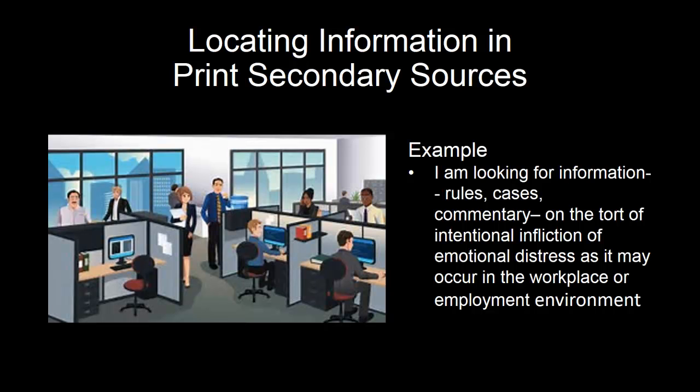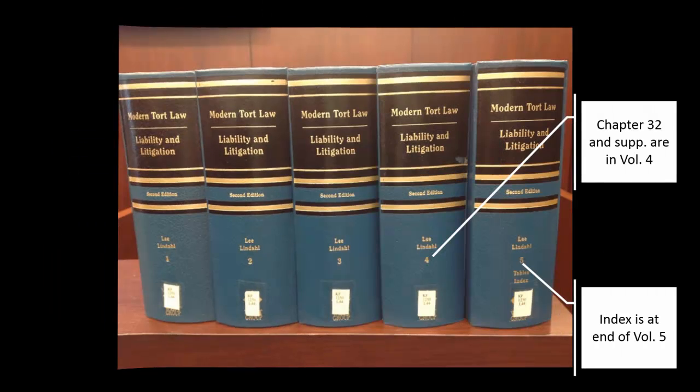So let's take a look at a very basic example to see how this works. I'm looking for information, rules, cases, commentary on the tort of intentional infliction of emotional distress as it may occur in the workplace or employment situation. We will be using our 3-step technique to locate information in the multi-volume National Treatise on Torts called Modern Tort Law, Liability and Litigation, 2nd edition. Let's begin by going to the index.